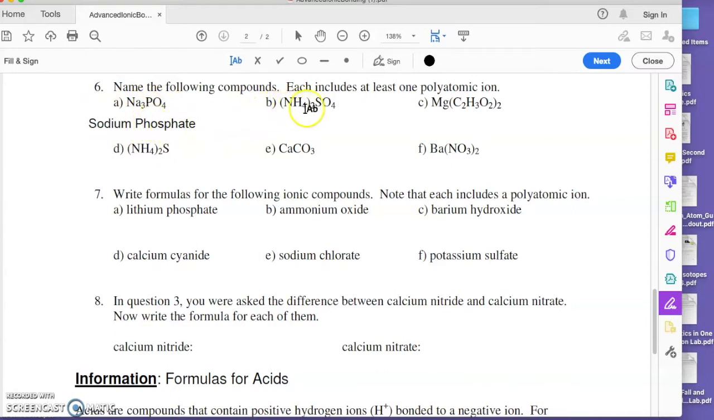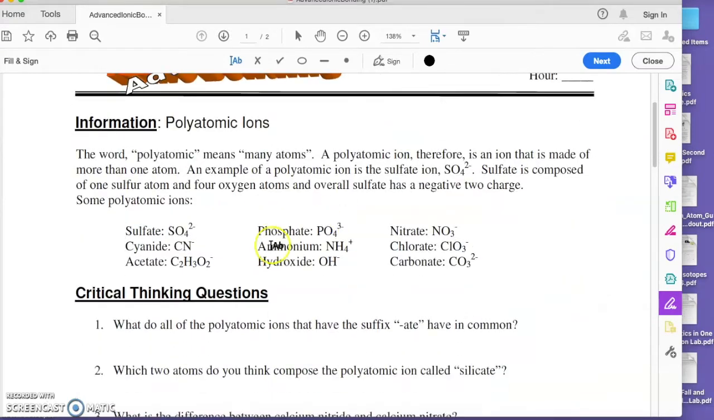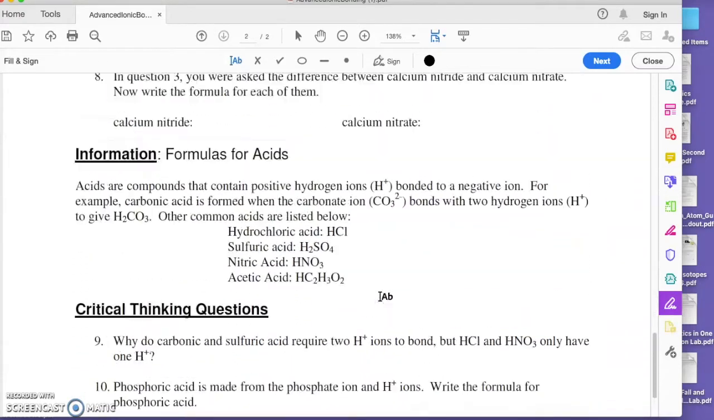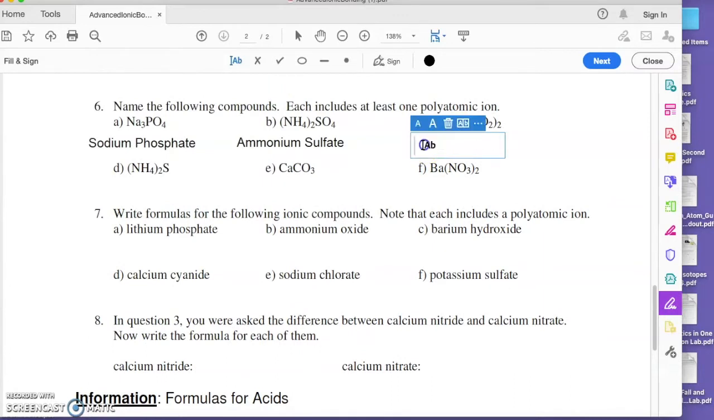So we got NH4 and SO4. NH4 is ammonium, and SO4 is sulfate. So there's the name. And C, I got Mg, and then I got C2H3O2. Again, any of these polyatomics are way up here at the top, so the names are right here. C2H3O2 is acetate. There's sulfate and phosphate that we did earlier. So I know that C is magnesium acetate.